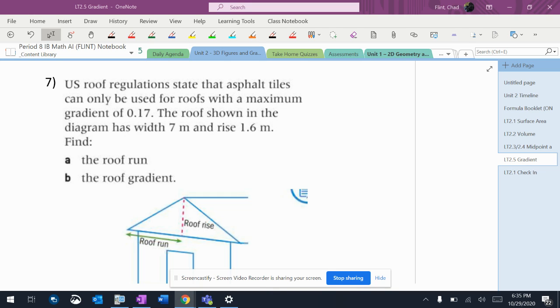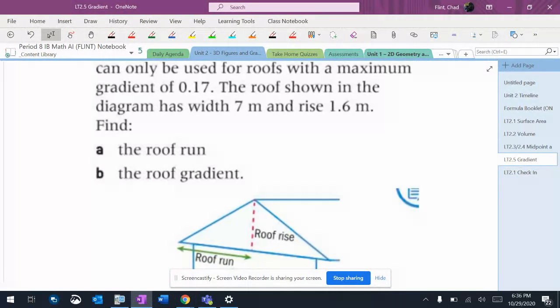So we got some roof regulations here, which is a different kind of problem you could get asked about. It says that roofs have to have a gradient of 0.17 to use these asphalt tiles. Otherwise, you're not allowed to use them. So the roof shown below has a width of 7 and a rise of 1.6. Find the roof run, the roof gradient, and there's some part C down there.